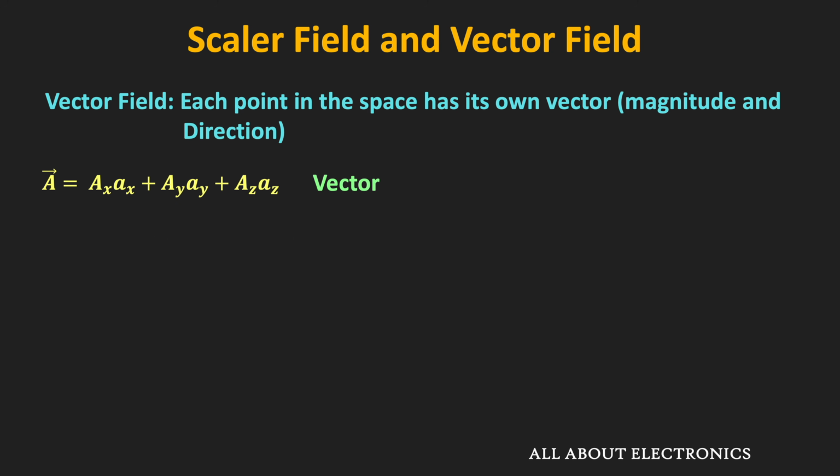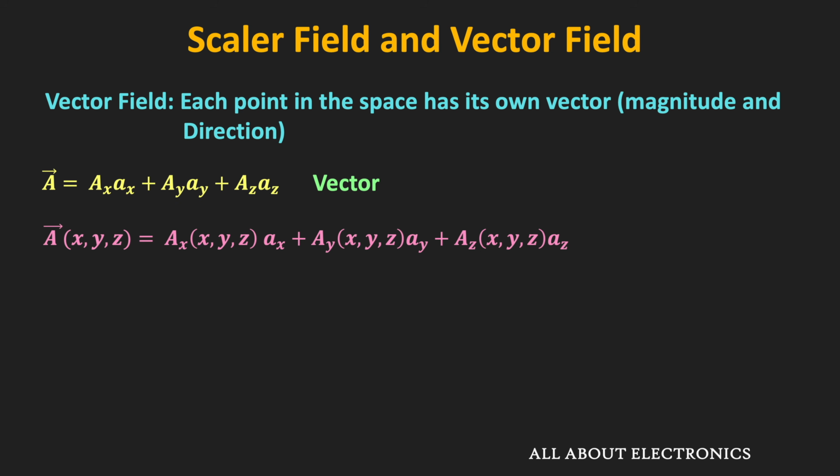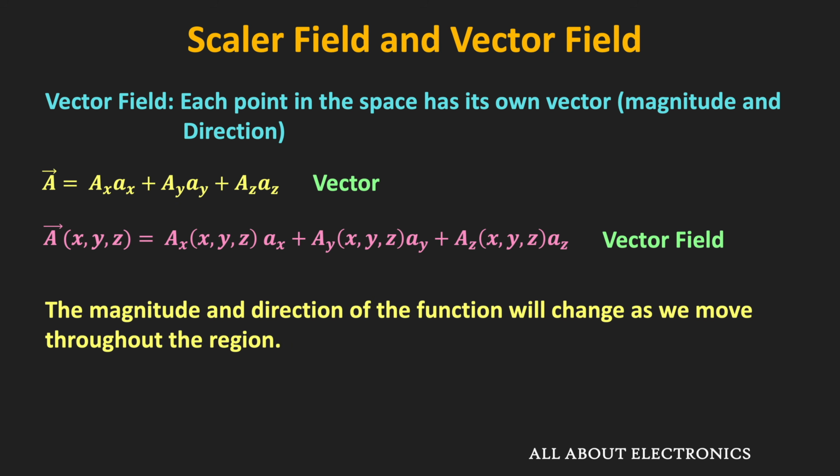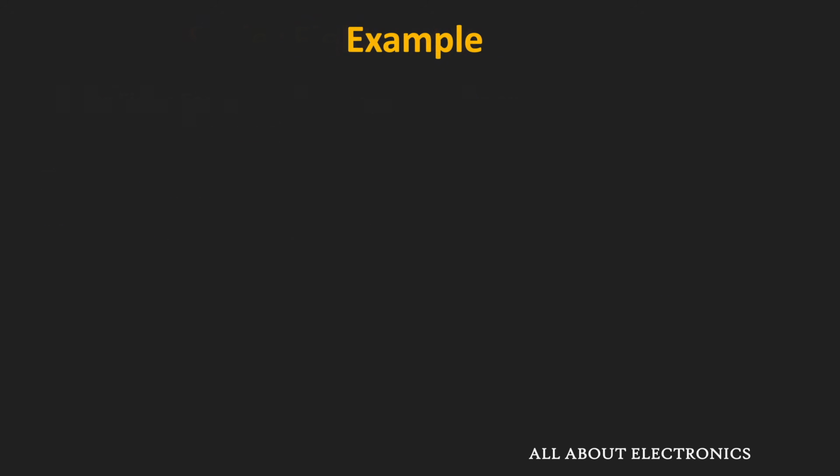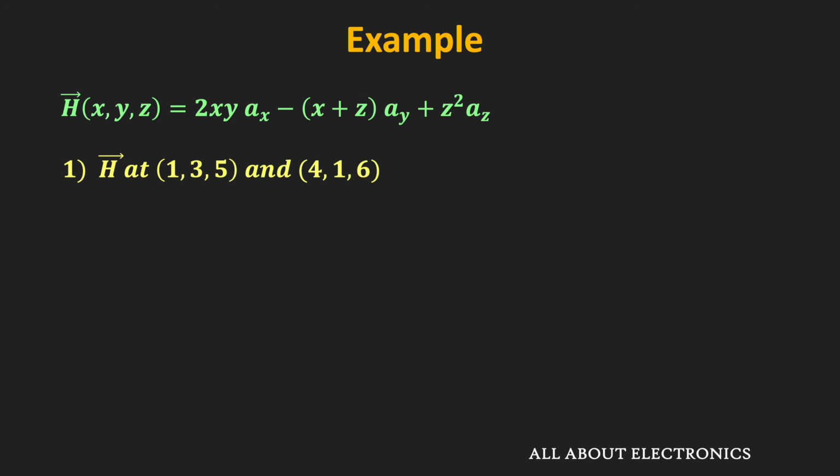On the other hand, in the vector field, the components ax, ay and az are functions of x, y and z. So as we move around the space, the value of these components will change, and accordingly the vector at the specific location will also change. So let us take one simple example, and through that let us understand the concept of the vector field. Let's say we want to find the vectors at the following locations.